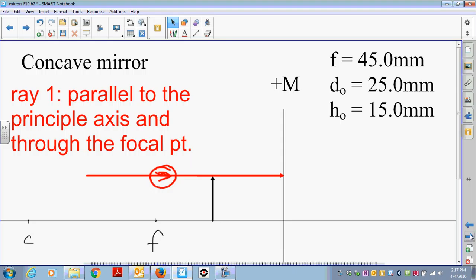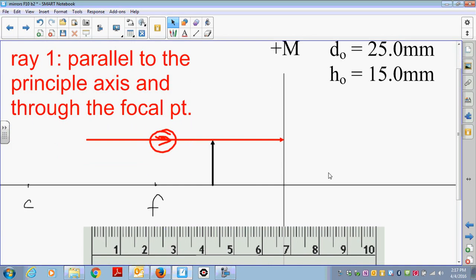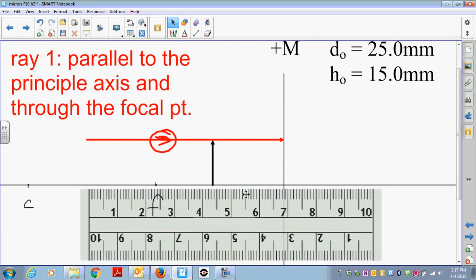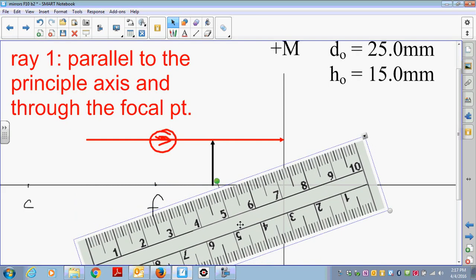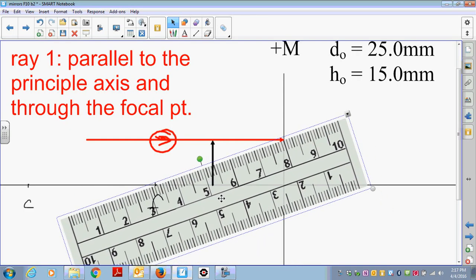The first ray is drawn parallel to the principal axis. This is the principal axis. We draw our first ray parallel to that. Next, it goes through the focal point. So you're going to take your ruler and make sure that it goes through the focal point. So you can draw a line through the focal point like that.